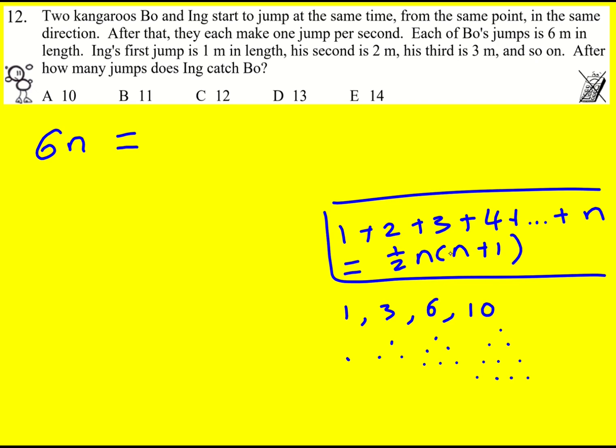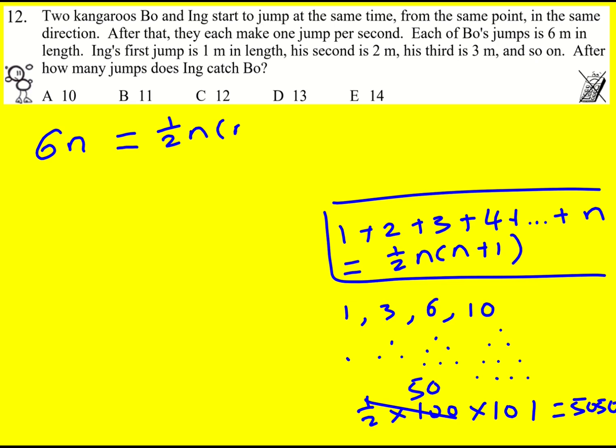Say 1 to 100, it would just be a half times 100 times 101, which is 50 times 101, which is 5050. Neat. In this case, we don't know how many jumps Bo's made. That's what we want to figure out. So I can write down a half n times n plus 1, and I've created an equation.